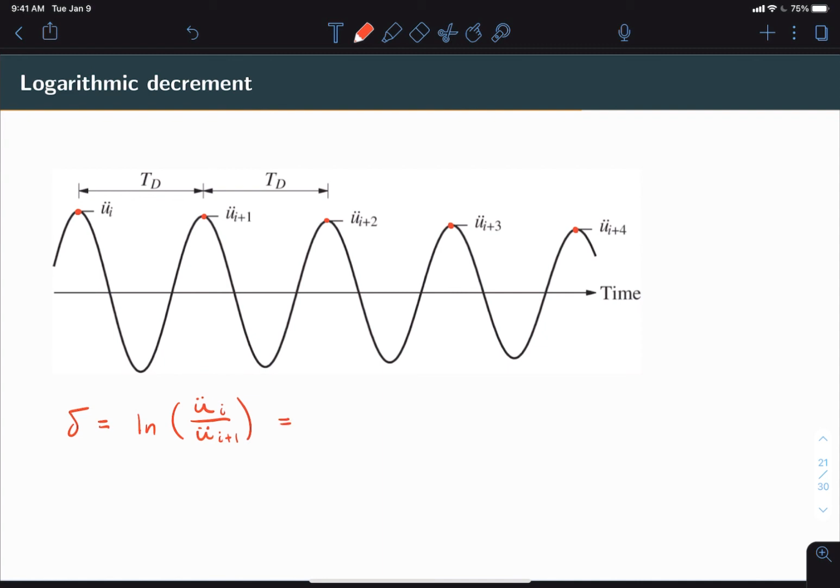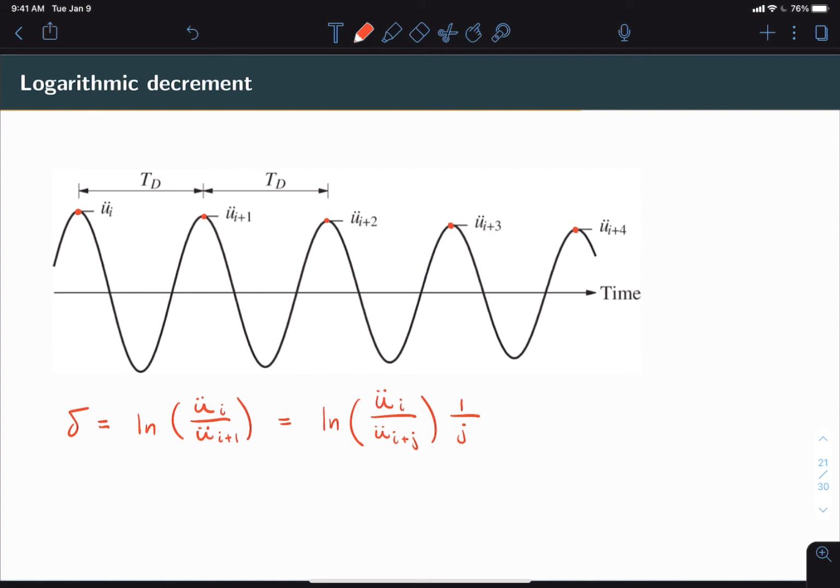We can also define delta as a ratio between any two peaks by essentially taking an average. So if I look at the ratio between u double dot i and u double dot i plus j, then I simply divide that number by j. So if I'm looking at the ratio between u double dot 1 and u double dot 5, then I simply divide that ratio by 4. Again, the idea here is that the log of these ratios, since it's an exponential curve, is linear.